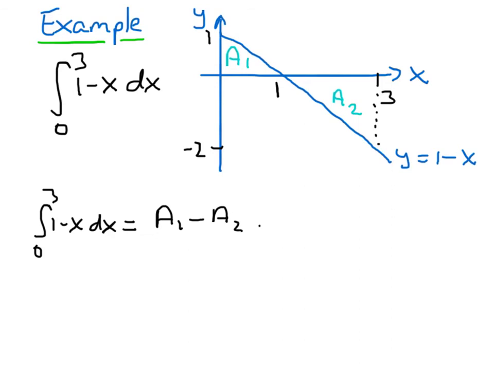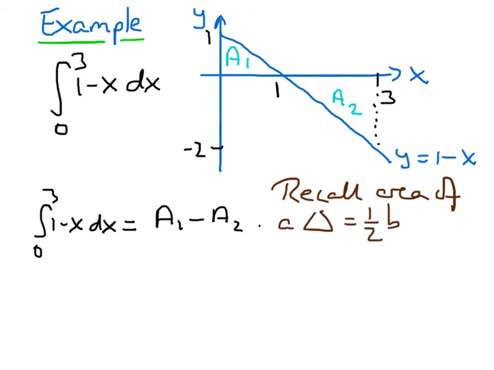And both of these areas are triangles, that's why it's going to be easy to calculate them. So let's just recall as well that the area of a triangle is equal to a half the base of the triangle times the height of the triangle. And looking at our graph, we can see what the base of this triangle is and what its height is. We can see the base of this triangle and we can see the height of this triangle. So we're going to be able to calculate the areas, and thus we're going to be able to calculate the integral.